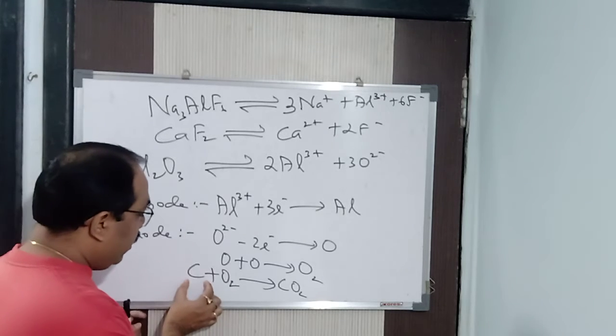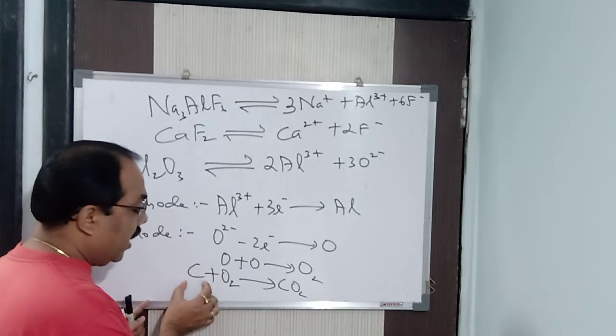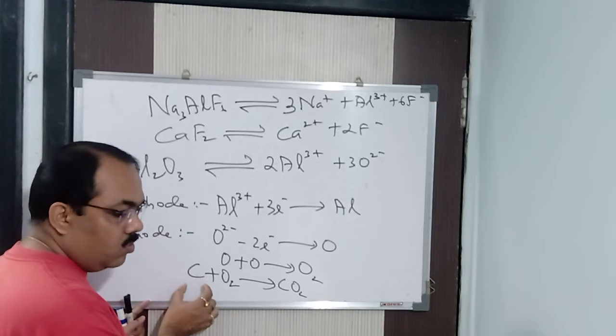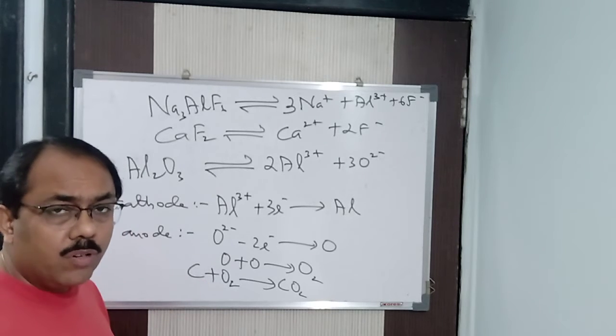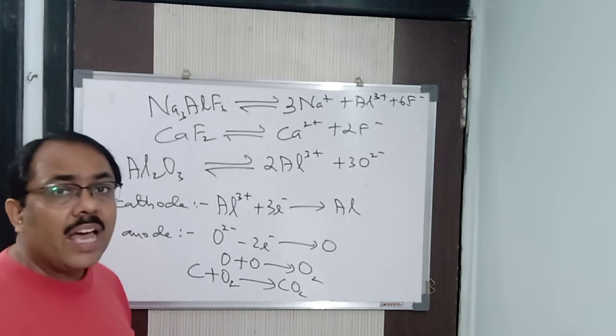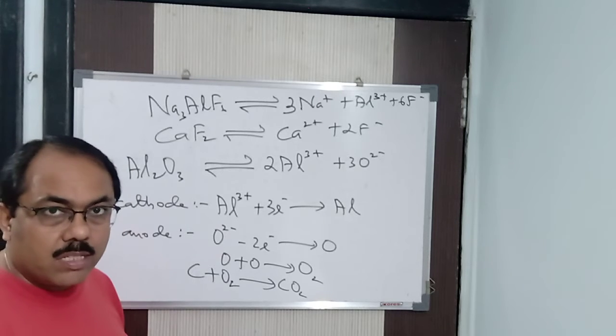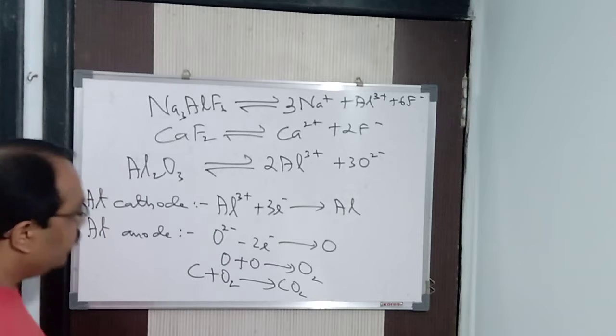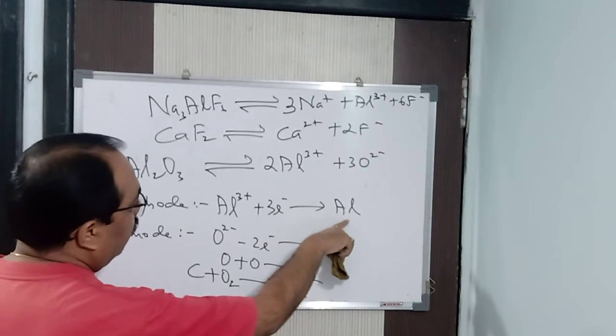So you can see that from carbon where we are getting it. This is the carbon anode, the graphite anode. It is being used. For that reason I said from time to time you have to replace the graphite anode. Alright, yes. So in this way you are getting aluminium at the cathode.